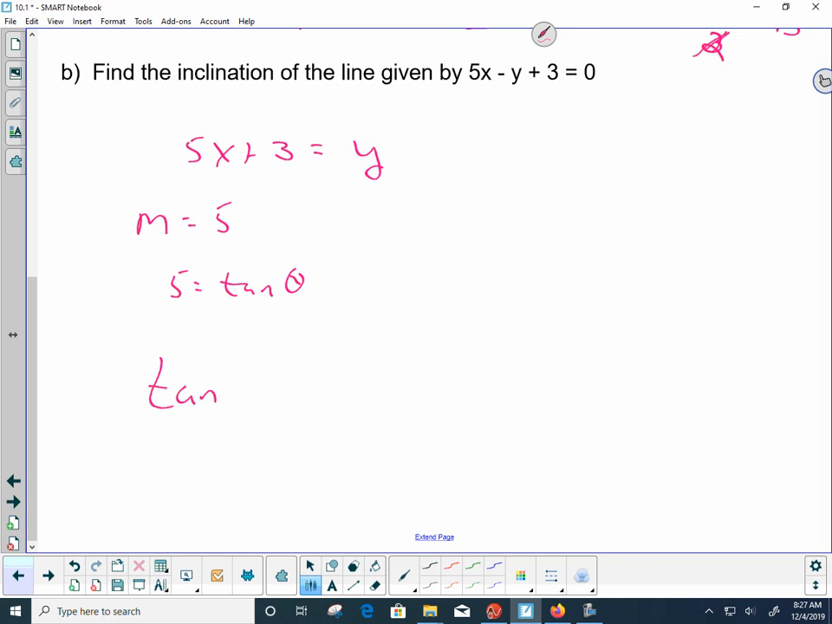Chris, can you tell me what you got for radians first? 1.3734, and then when you change that to degrees, it was 78.6901. You can multiply this by 180 over pi, or does anyone know a quicker way?